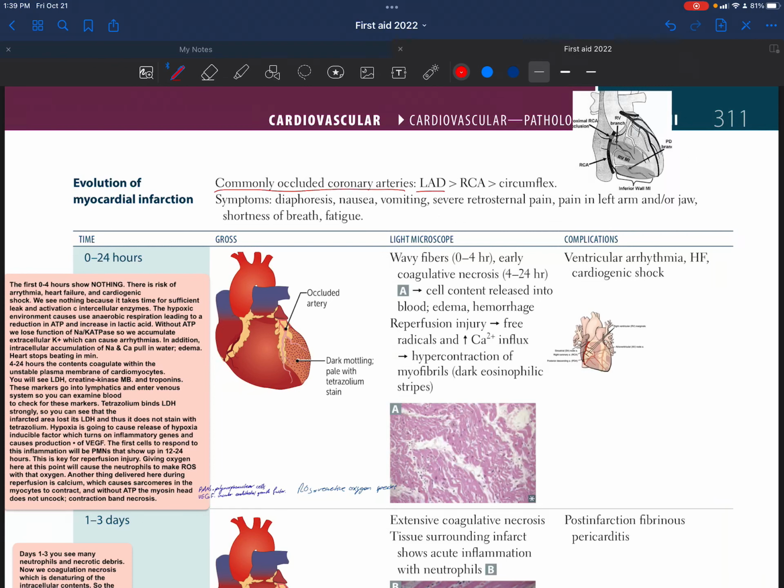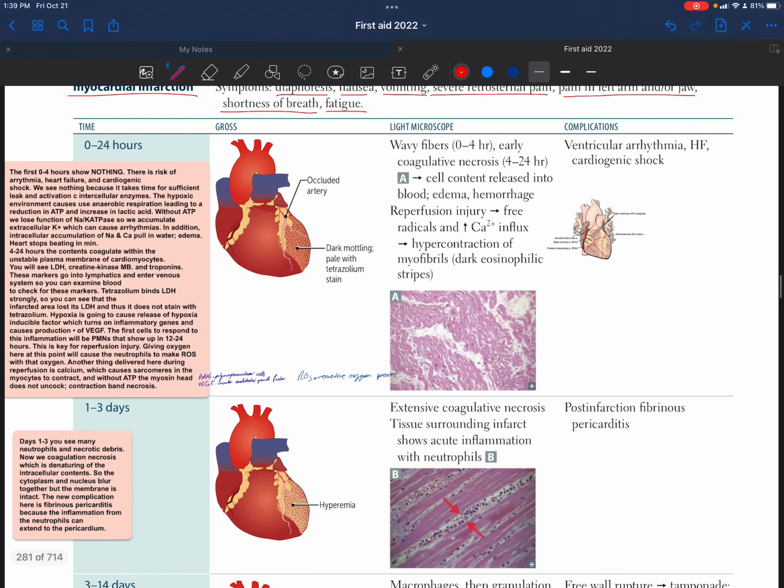In myocardial infarction, the most commonly occluded coronary artery is the left anterior descending. It's more commonly occluded than the right coronary artery, which is also more common than the circumflex artery. For the symptoms of myocardial infarction, we could have diaphoresis, nausea, vomiting, severe retrosternal pain, and then pain in the left arm and/or jaw. That's the classical distribution of a myocardial infarction, and shortness of breath and fatigue.